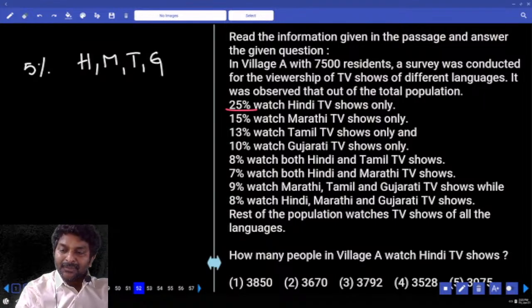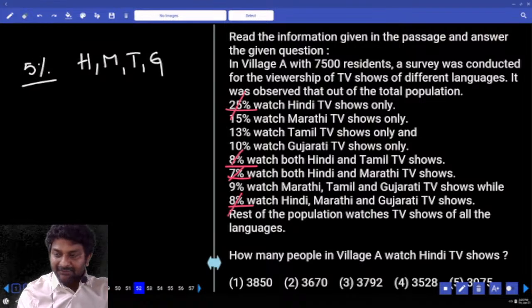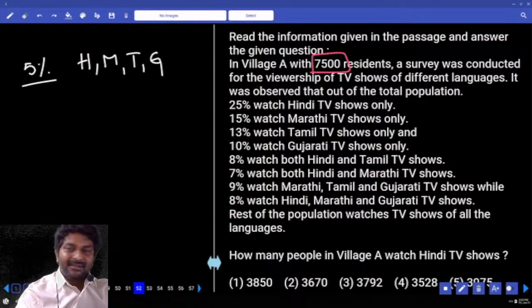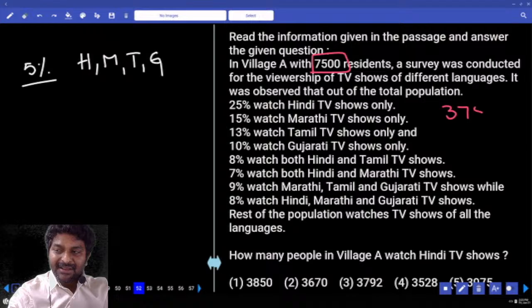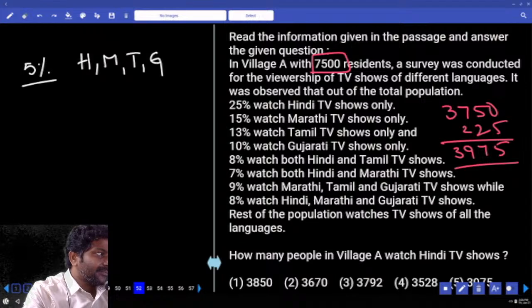25, then 8, then 7, then 8, and then 5. All these underlined values we have to count. 25 plus 5, 30. 8 plus 7, 15. 45 plus 8, 53. We have to calculate 53% of this number. Understood? 50%, 3750. 3%, 225. Then 3975 is 53%. Okay now?